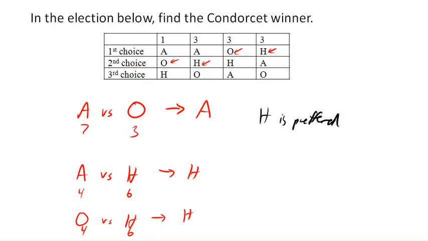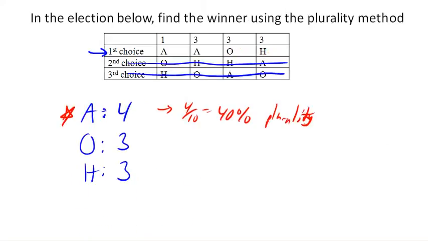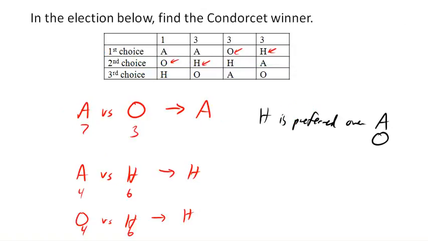I suppose I should spell that right. Preferred by the majority over A, and preferred over O, if those were the only options. And yet, our winner under plurality method is A. So in this case, because H is preferred over all other candidates, we call H the Condorcet winner, or the Condorcet candidate. And in this case, plurality method did not choose the Condorcet winner.